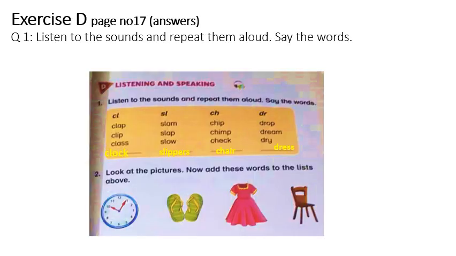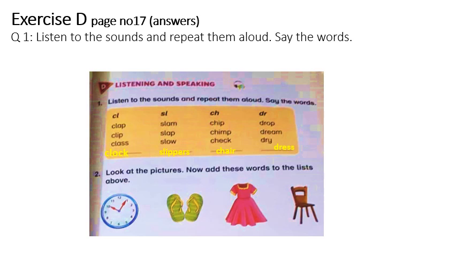Exercise G, listen, which you can find on page number 17 of your books. Here you can see the book page. Listen to the sounds and repeat them aloud. We have already practiced saying these words before, and we were actually supposed to do now question number 2, which is look at the pictures below and add these words to the list above.